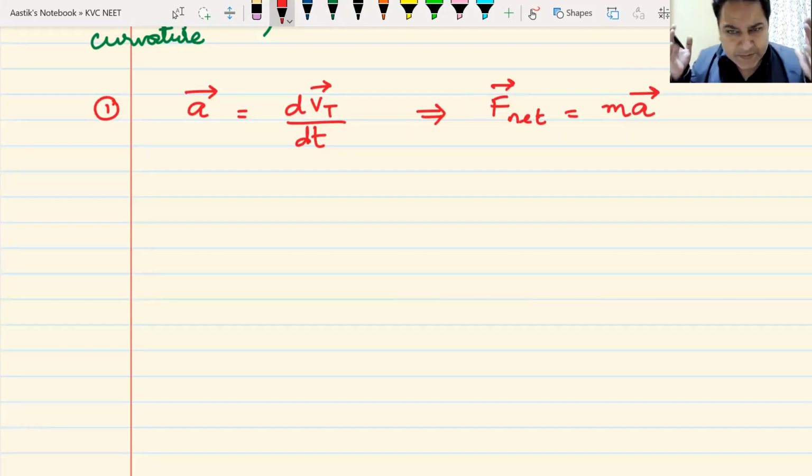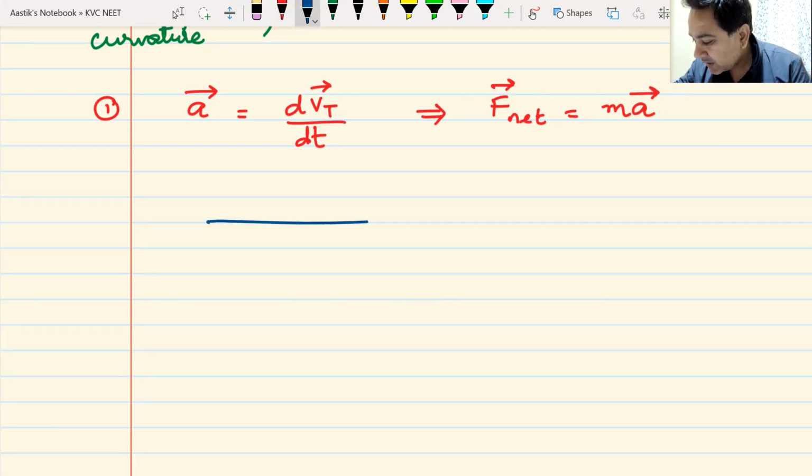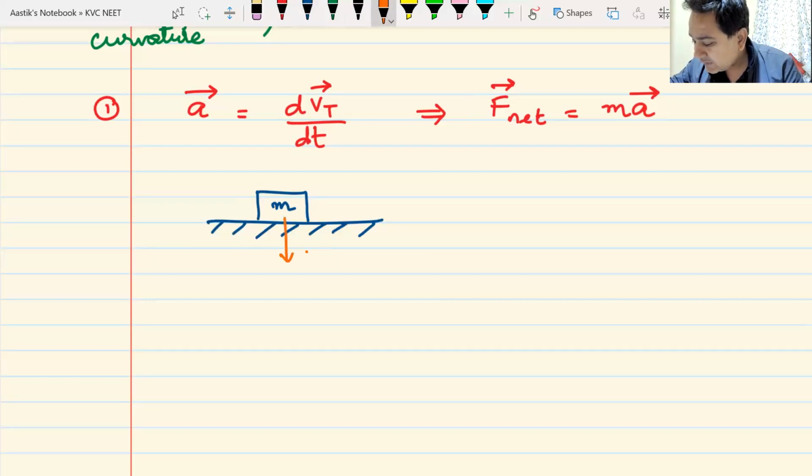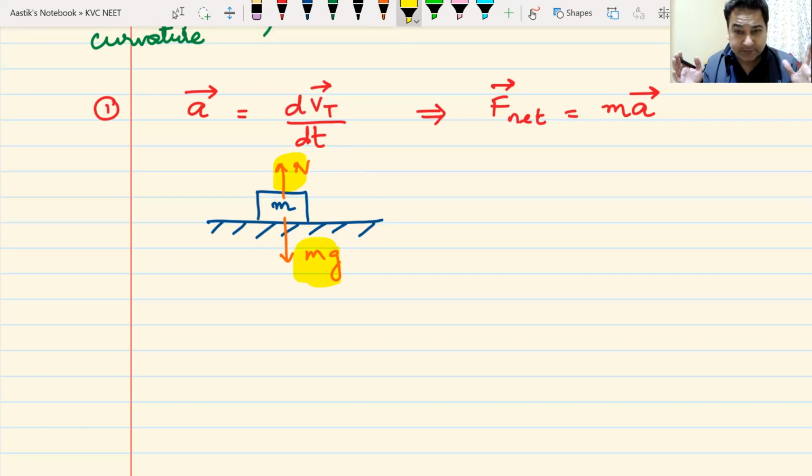Yes or no? There might be different forces acting on the particle. For example, if I draw a diagram to make you understand this simple concept, revision. This is the body of mass m. If I draw its free body diagram, what will I see? I will see that the weight mg is downward, the normal reaction N is upwards. It's not going to move up or down. So this normal reaction will be equal to mg. There is no net force.